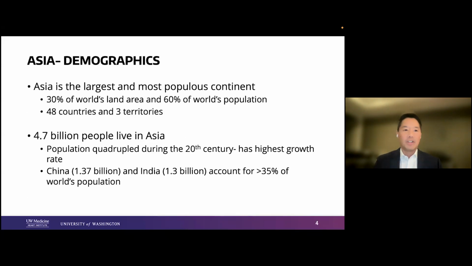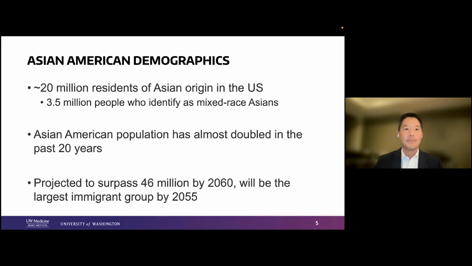As Anamika mentioned, Asia, as we all know, is the largest and most populous continent and represents 60% of the world's population and comprises 48 countries and 3 territories. More than 4.7 billion people live in Asia, and in the 20th century, the population has quadrupled. Additionally, China and India account for more than 1/3 of the world's population, and India is expected to surpass China in overall population sometime later this year.